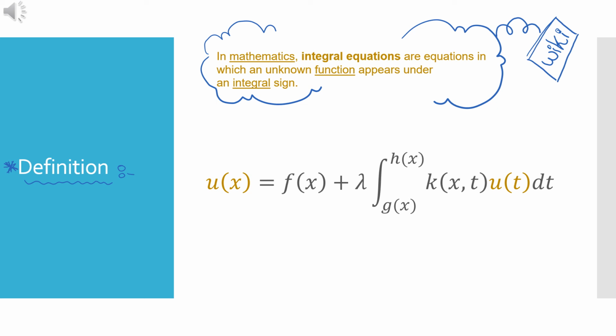K(x,t) is called the kernel of the integral equation and it's a given. Lambda is called a constant parameter and it's a given too. We have f(x), g(x), and h(x) are givens too.